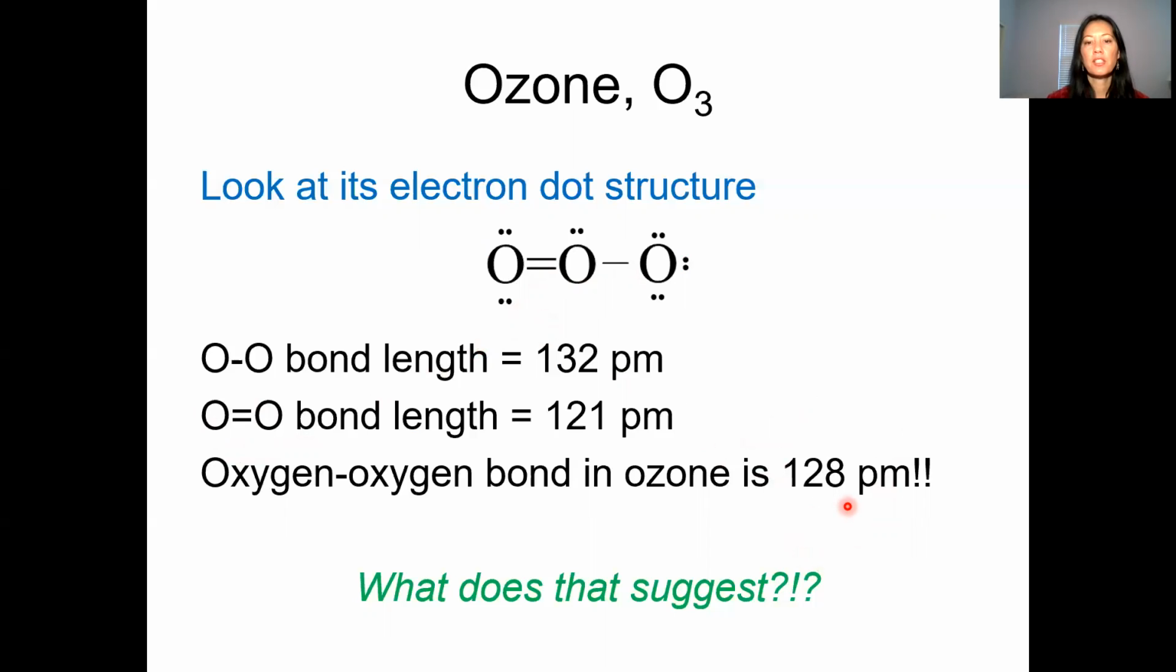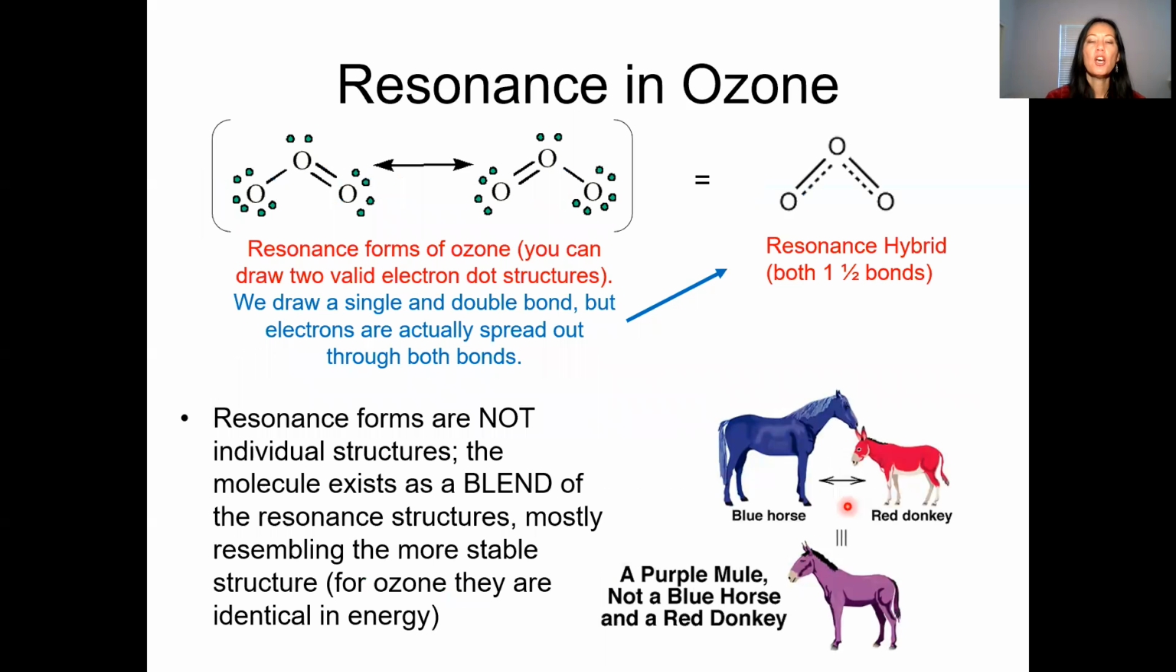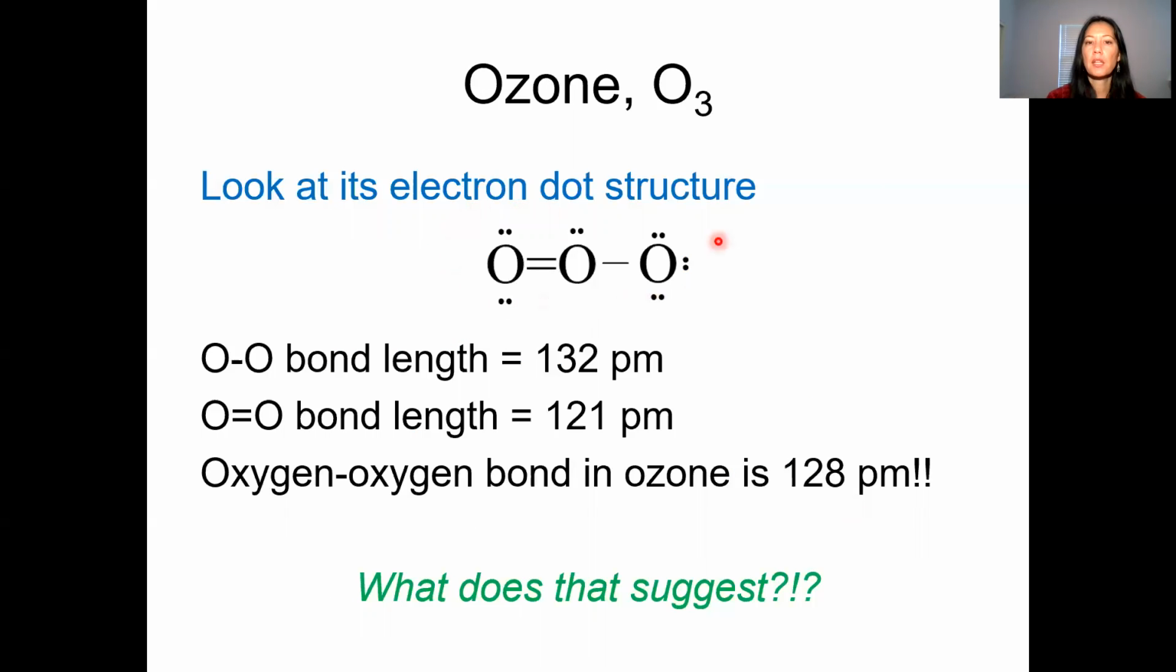So I want you to pause this and just have a think about why that is. Why don't you find 121 sometimes, 132 sometimes, but instead only find one that's measuring 128? So the reason is these aren't 2 separate structures that exist. And I'm sorry, I just kind of jumped the gun a little. This is a structure that we just drew for ozone.